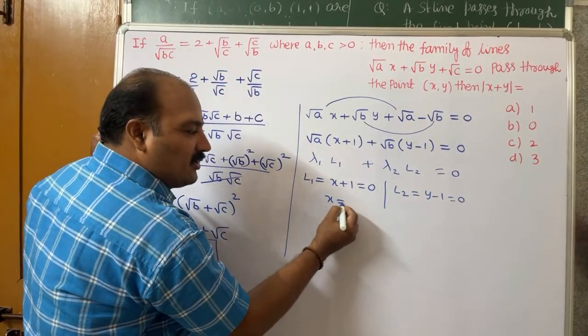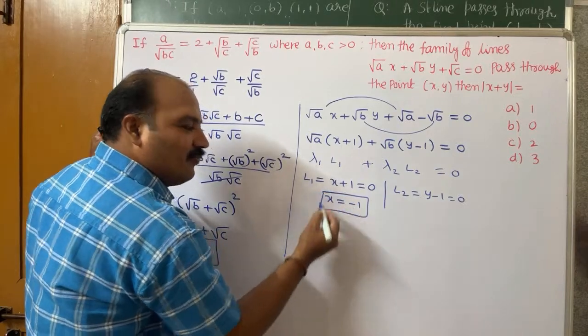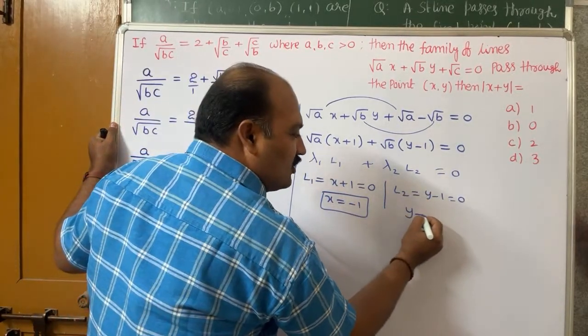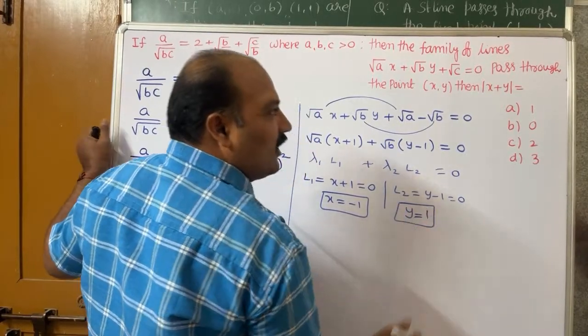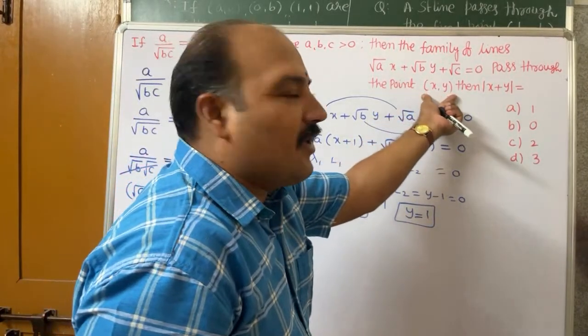x plus 1 equal to 0 means x is equal to minus 1 only. Similarly y minus 1 equal to 0, so y is equal to 1. So what are they asking to find? They are asking to find the point (x, y).